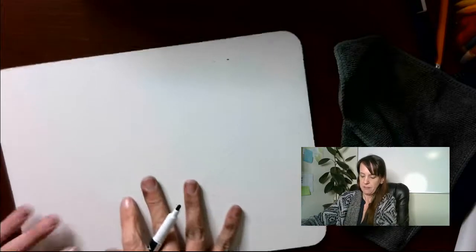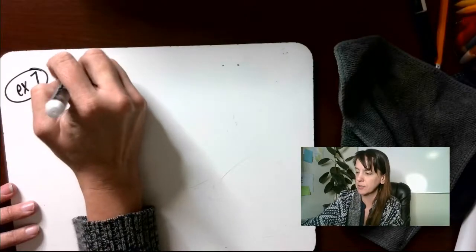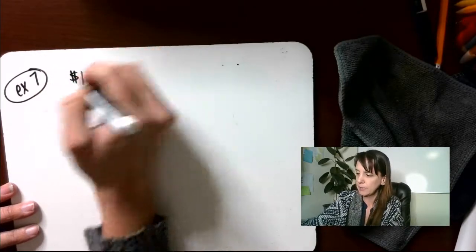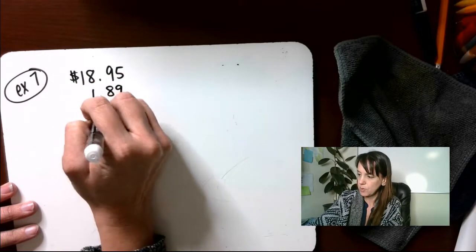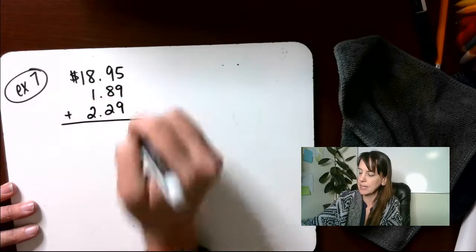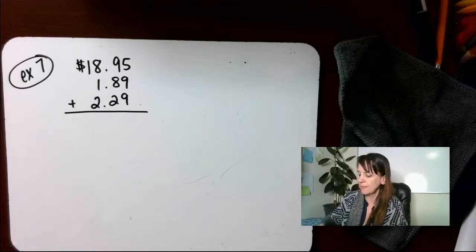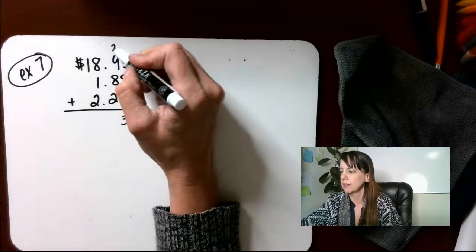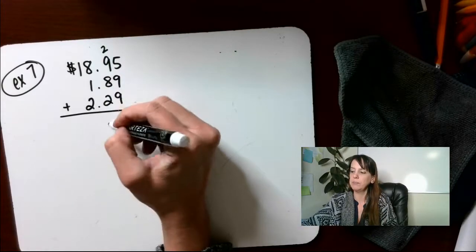All right, guys. So example 7. Find the total price, including tax, of an $18.95 book, a $1.89 pen, and a $2.29 pad of paper. So what we have to do is add all those guys up. 18.95 and 1.89 and 2.29. So 9 and 9 is 18 plus 5. So 9 and 8 is 17, 18, 19, 20, 21.